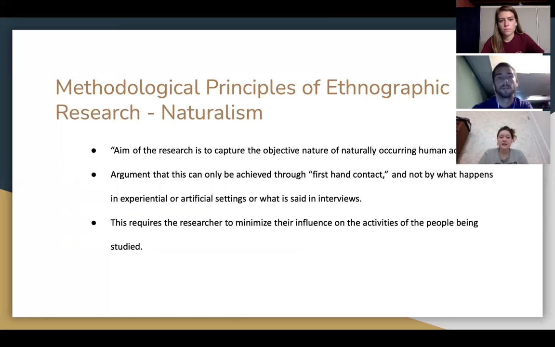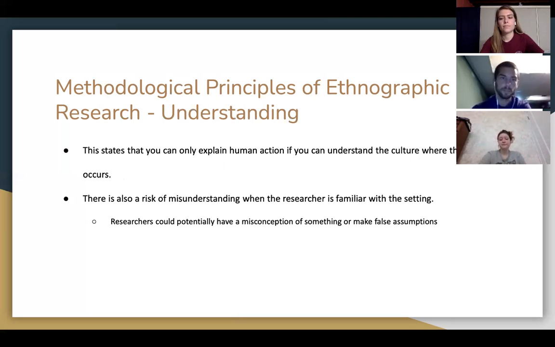The argument is that this can only be achieved through firsthand contact and not by what happens in experimental or artificial settings or what is said in interviews. This requires a researcher to minimize their influence on the activities of the people being studied. That's why things like observation, notes, and videos are all important while recording data, so you aren't interfering with the natural tasks and behaviors that individuals are participating in.